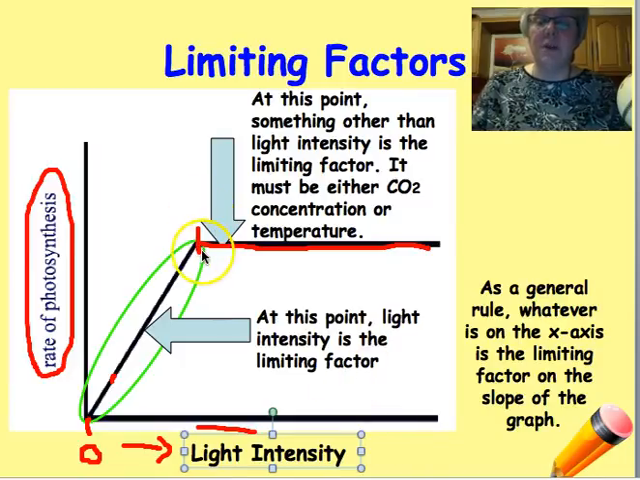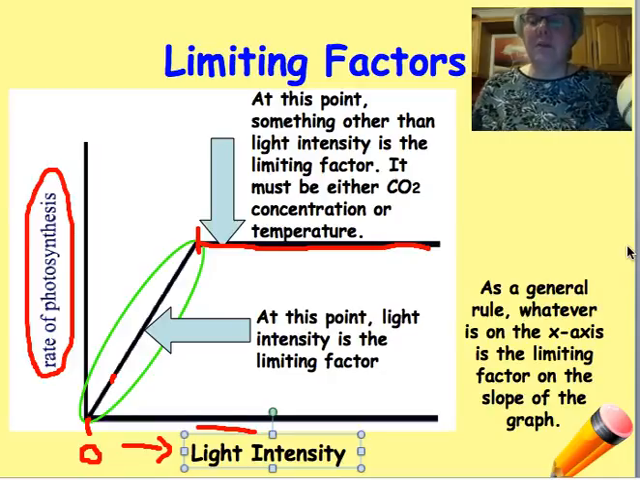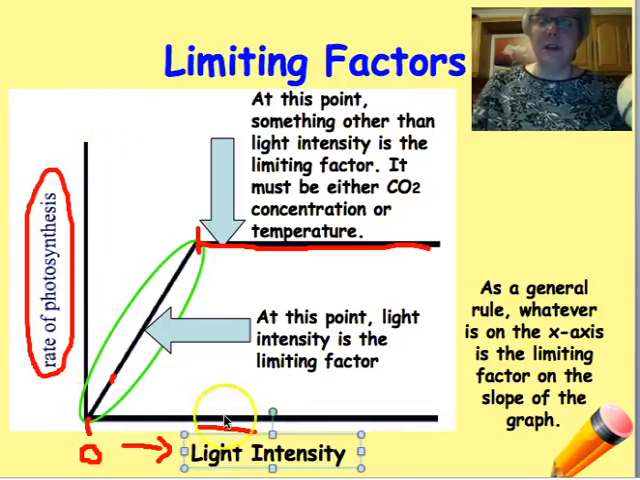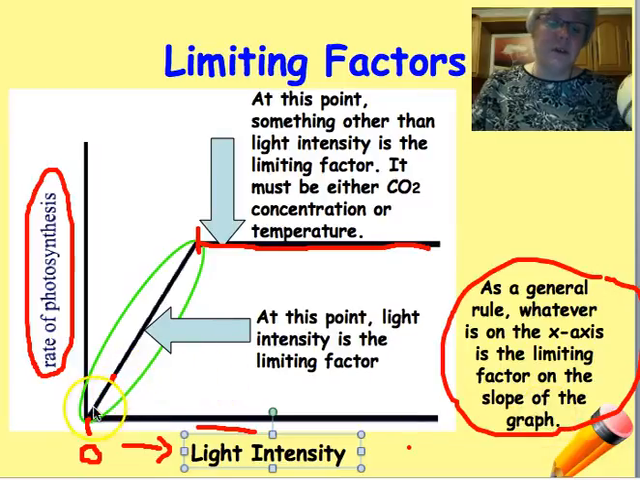So this part here will always remain at this level unless you change the carbon dioxide concentration or unless you change the temperature. All your exam questions around this are based on graphs that look like this. This is the basis of the kind of graph. You'll have some sort of factor at the bottom on the x-axis. And as a rule, whatever is on the x-axis is the limiting factor on the slope part of the graph.